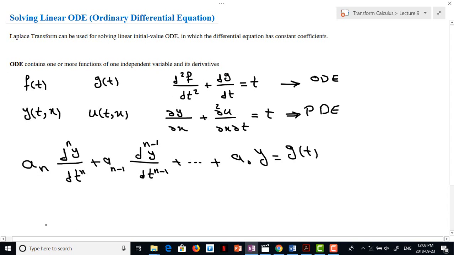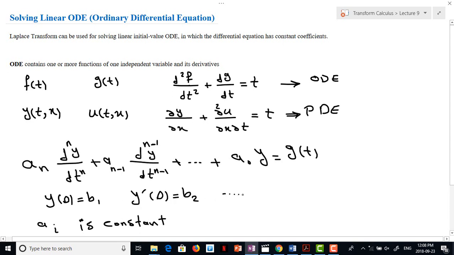In general it's better to say a_i is constant, a_n, a_(n-1), and so on. And so here is an initial value problem. As a result, we have to have values of the function and its derivatives at t equal to 0. So we assume that y at t equal to 0 is b1, y prime at t equal to 0 is equal to b2, and so on.